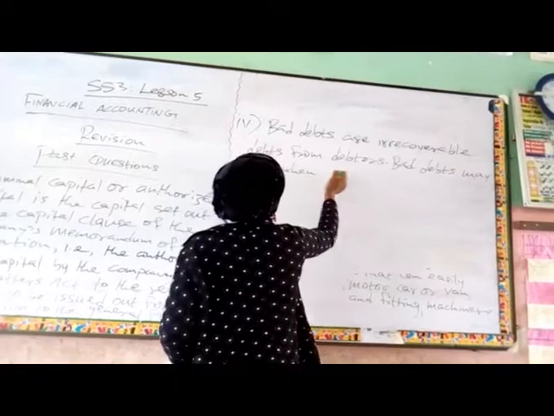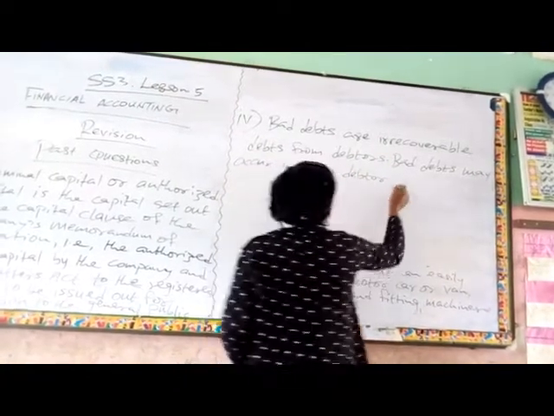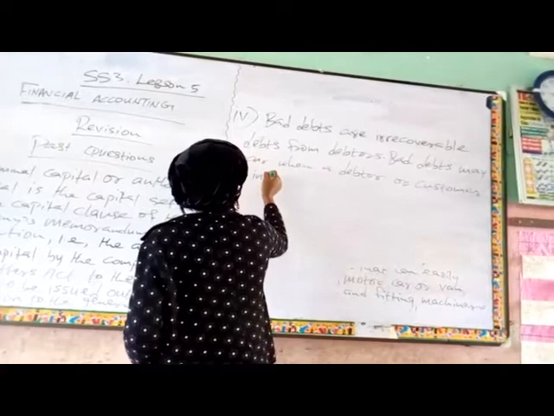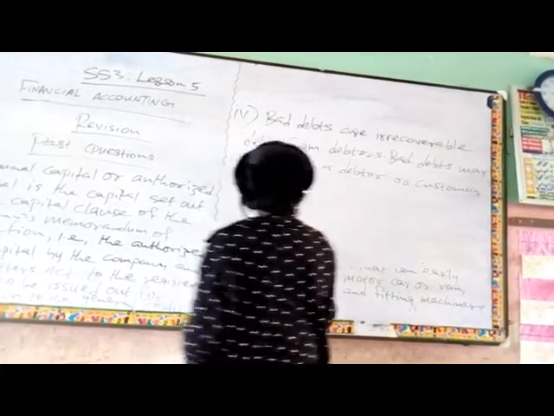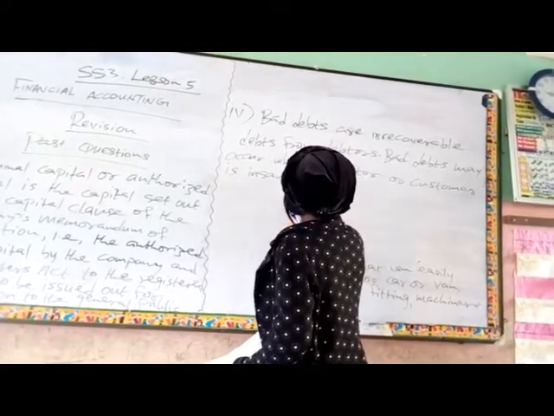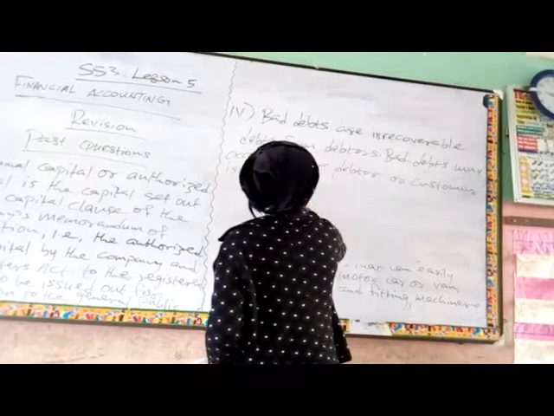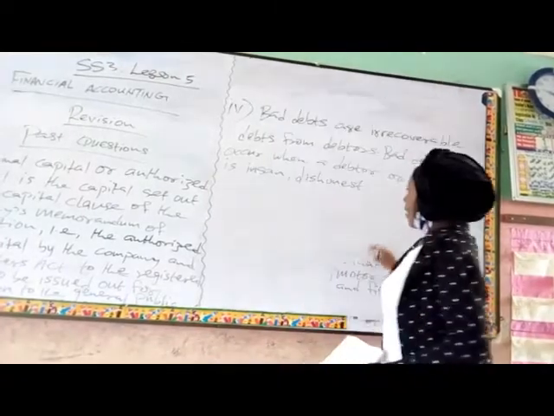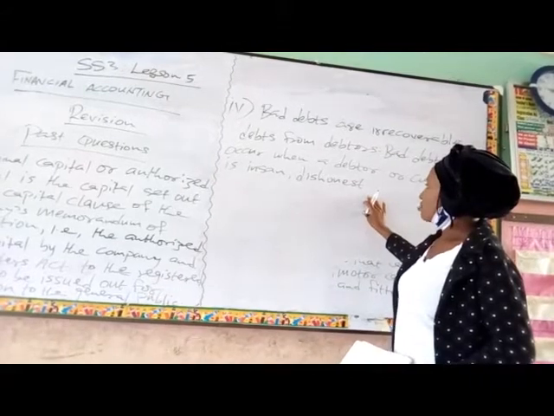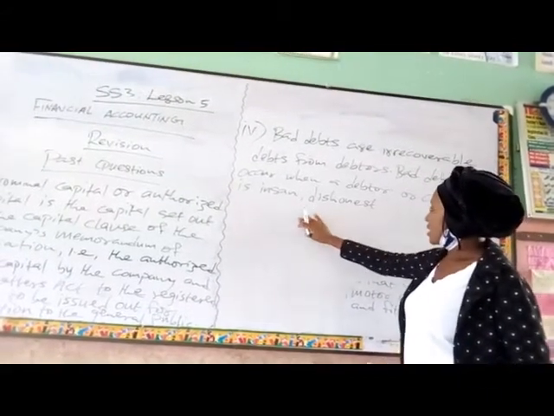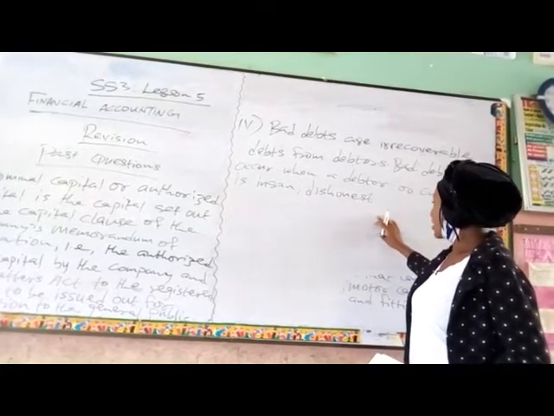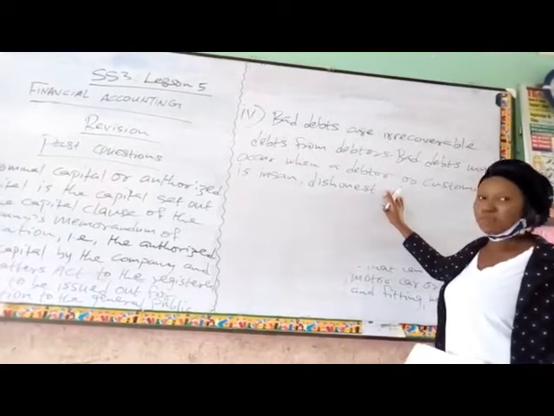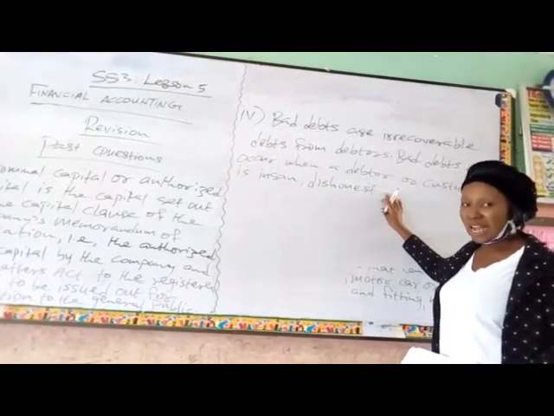Therefore, when a debtor is dishonest in business, or for so many other reasons, the debt becomes bad. Now, bad debt is an expense in the trading, as in a profit and loss account.